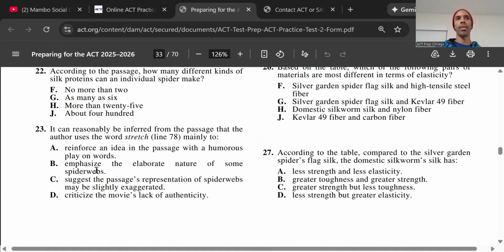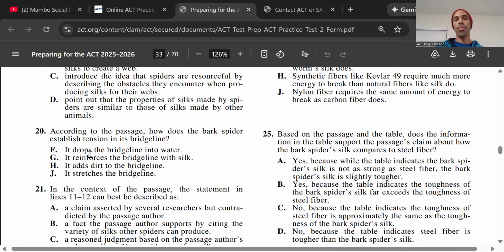They were saying the idea that you can use a spider web to stop a moving train is not too far of a stretch, meaning it's almost believable. That's how strong some webs are. It was not trying to suggest the passage's representation of spider webs may be slightly exaggerated, because they said not too far of a stretch, meaning some webs can be strong, and that's what they talked about in the beginning. The bark spider's web is really strong, stronger still. Criticize the movie's lack of authenticity? No, so definitely A.